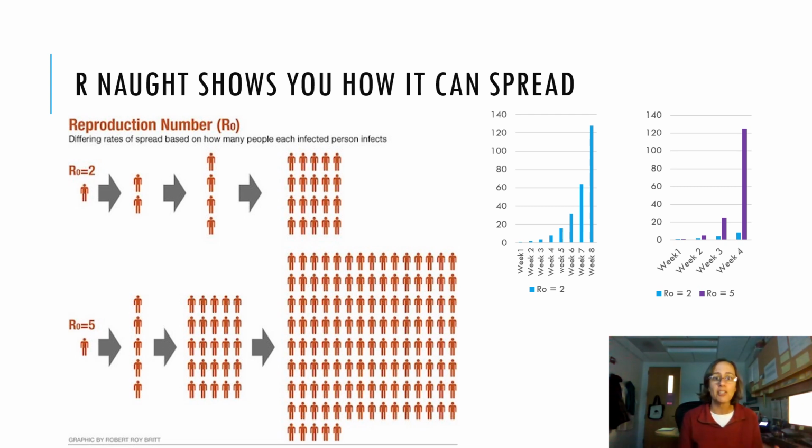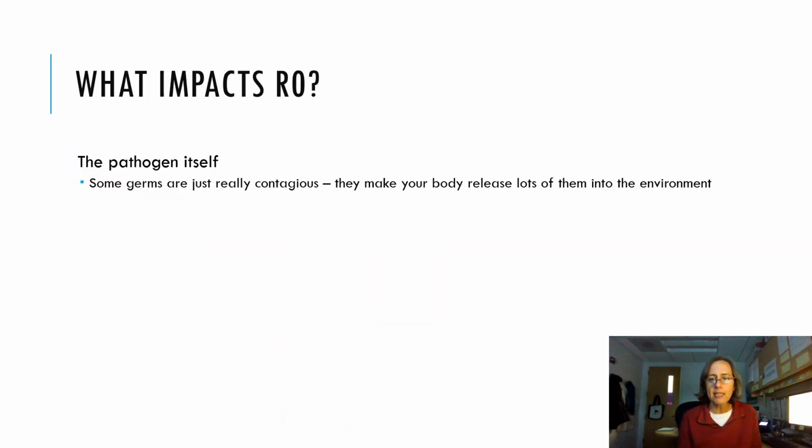So R naught is a really important number when we're talking about communicable or infectious diseases. So what impacts the R naught? What determines whether something is really contagious or not? Part of it is the pathogen itself, the characteristics of the germ, the virus, the bacteria. Some germs are just really, really contagious. They're really good at turning your body into little germ factories that can then infect lots of other people. So some of it is just inherent in the type of infection it is itself.